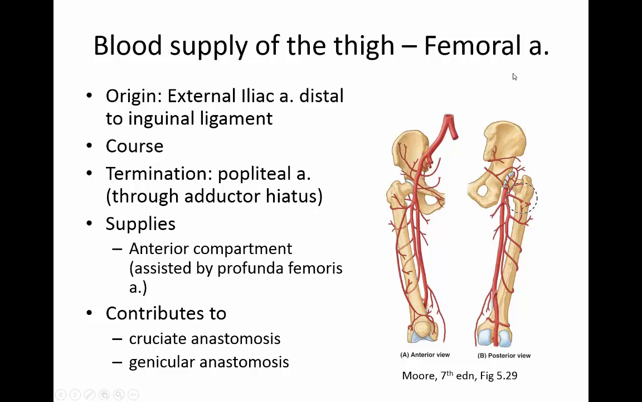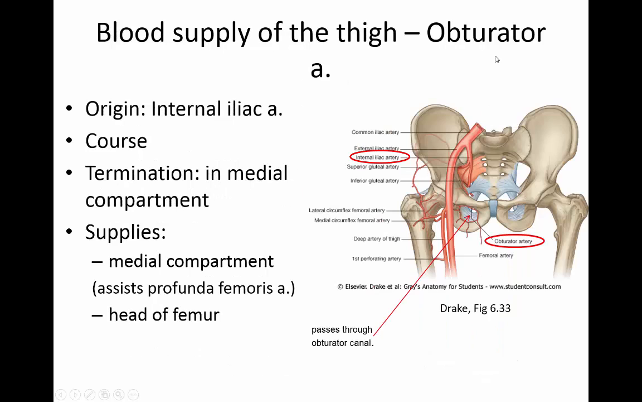So the femoral artery contributes to our cruciate anastomosis and our genicular anastomosis, which are those branches of blood vessels where 2 or more blood vessels come together to form a network. Looking at our medial compartment of the thigh, we have the obturator artery.